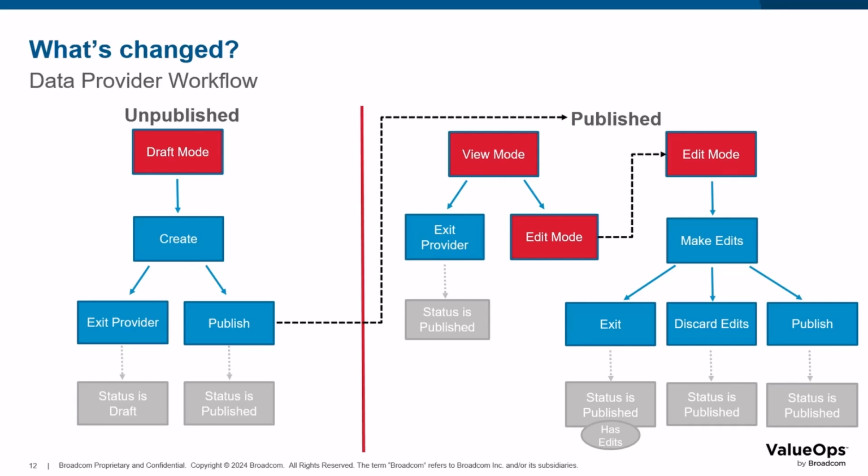While you make additional changes to your published data provider, if you exit, it will autosave those edits that you made. So it will have the Has Edits tag. But if you decide to discard the edits that you're making, then of course it'll discard those edits and it won't have the Has Edits tag. It'll just be status of published. As you continue to make edits to a published data provider with the Has Edits tag, once those edits are done, you can always publish your data provider, at which time your status will then go to just published.